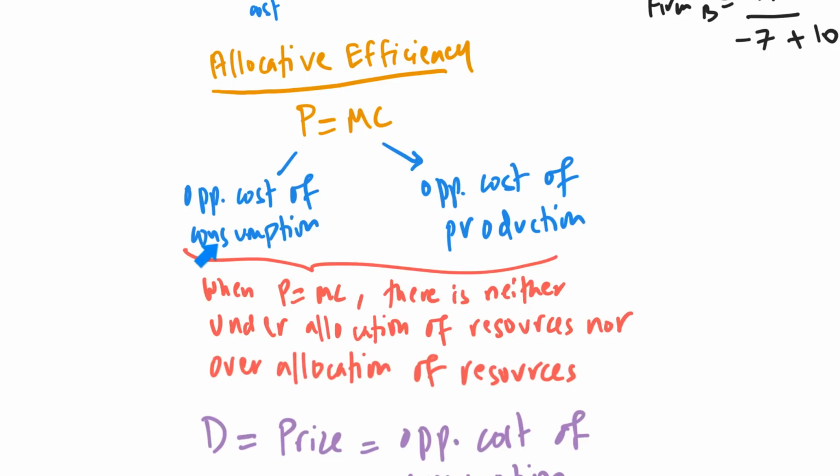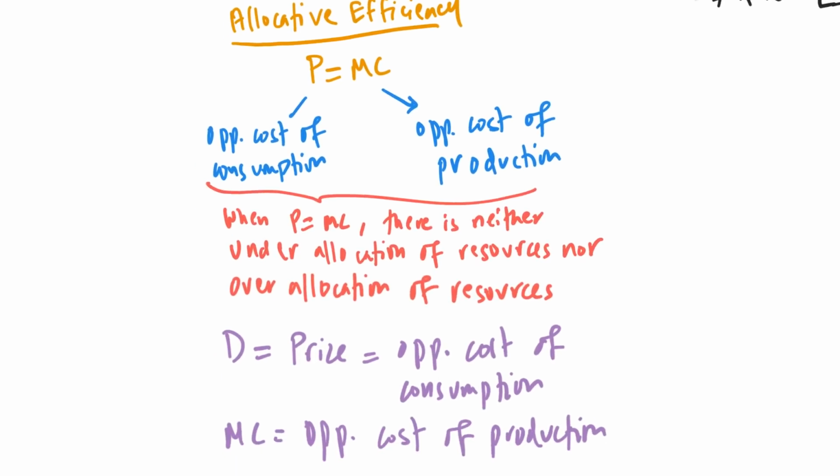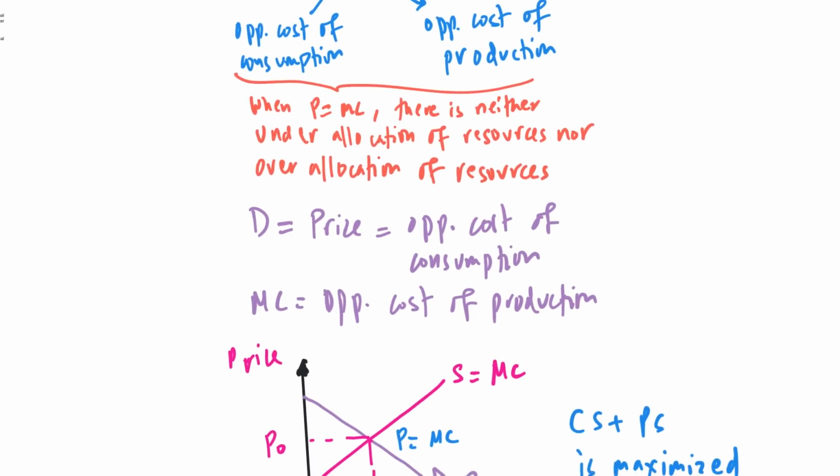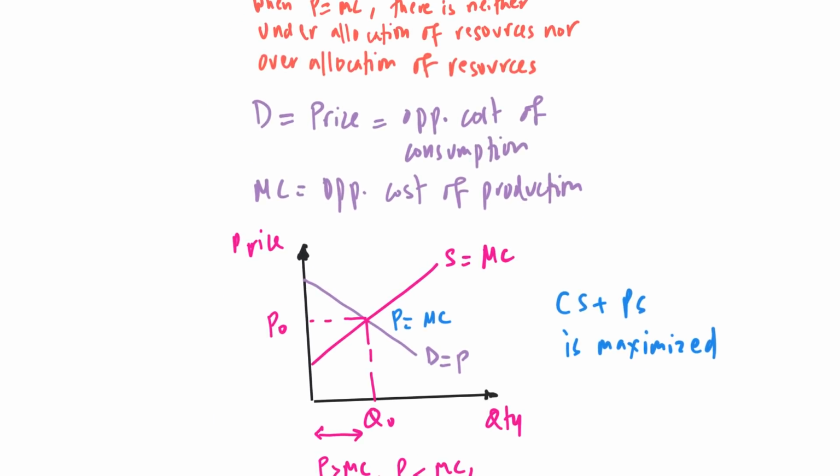So the opportunity cost of consumption, if that equals opportunity cost of production, we say that this is where neither under allocation of resources nor over allocation of resources is happening. That is because consumers and producers are both producing and consuming at a point where their opportunity cost is the same, where demand or price is your opportunity cost of consumption and supply is your marginal cost, which is opportunity cost of production.